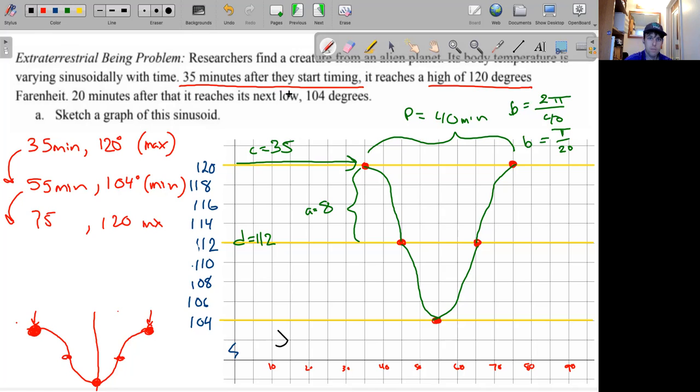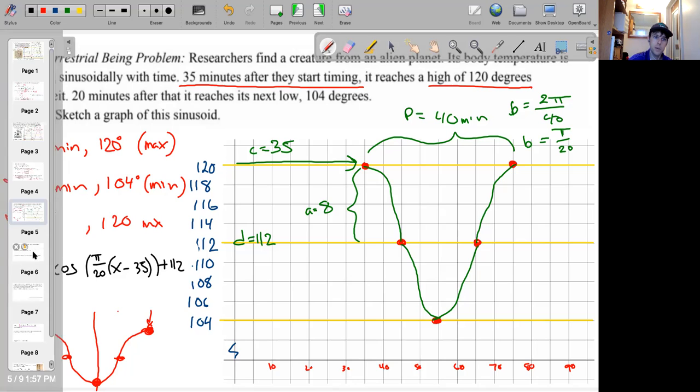Equation. I guess I'll just write here. y equals 8 cosine(pi over 20 (x minus 35)) plus 112. So there we go. That's our equation. And we should be able to answer any of our questions based on this equation, or by graphing it on Desmos as well. So let's go ahead and take a look at the next page.